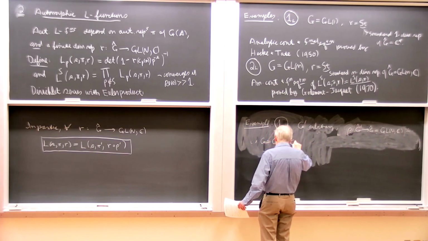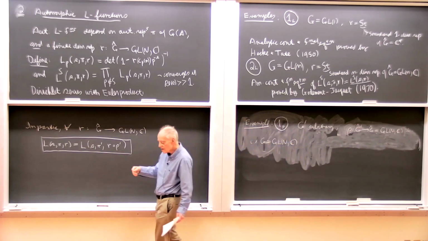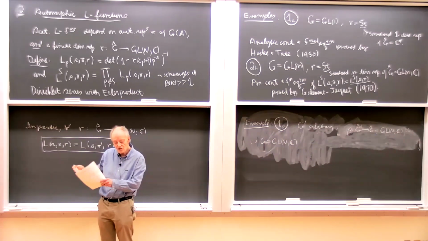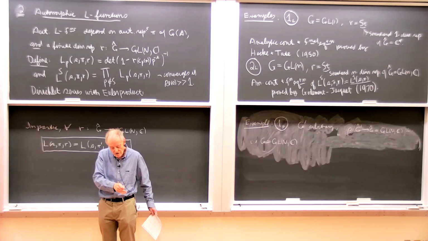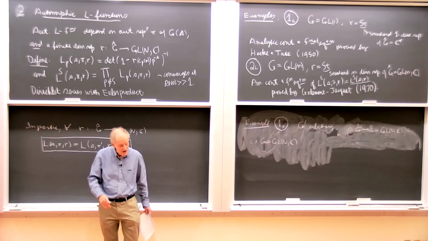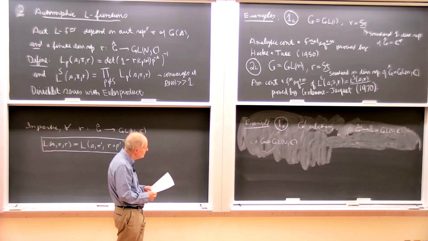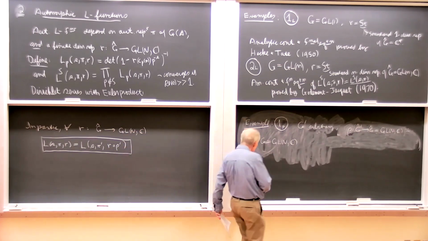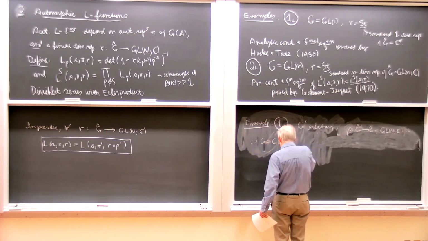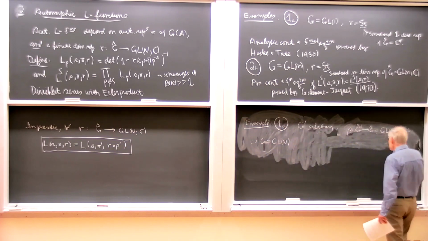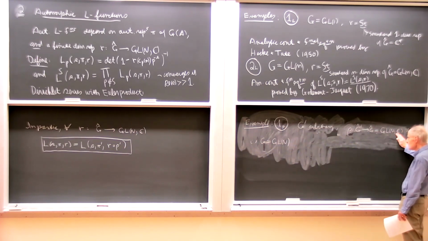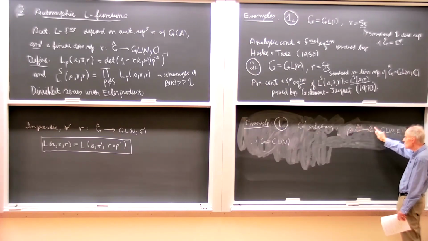So I want to consider the assertion of functoriality, where you have two different groups, G prime and G, and a homomorphism from the dual group of the first one to the dual group of the second one. I want to take G to be GLN. Its dual group is GLN(C). And so functoriality says you've got to have a map from the dual group of G prime to the dual group of G, which is GLN in this case.